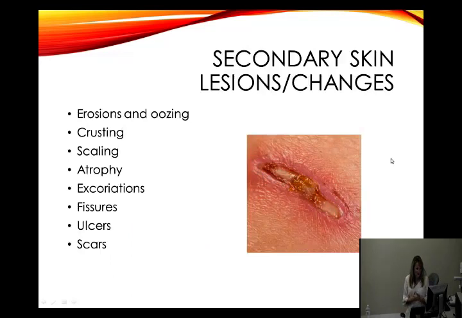So now we will go to our secondary skin changes. So I have briefly talked about this earlier. So erosions and oozing, you'll have some crusting of the skin and some lesions, scaling, sometimes atrophy, excoriation. So that's usually just from scratching when somebody's really been irritating the skin. Fissures can occur, ulcers, and scarring.